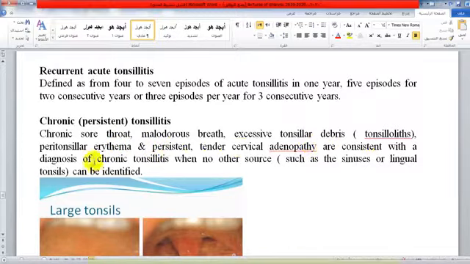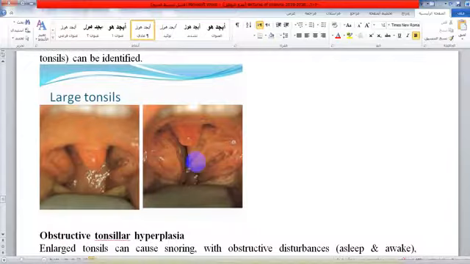See the chronic tonsillitis. These are very large tonsils. Here, kissing tonsils, as you see. And this is also large, and there are signs of chronic tonsillitis.